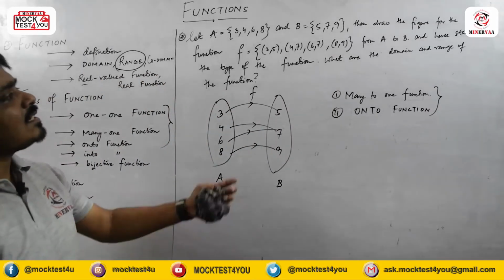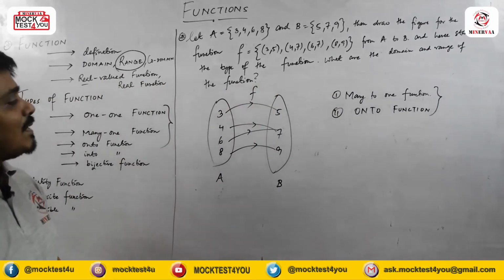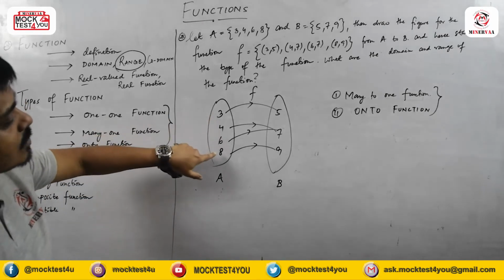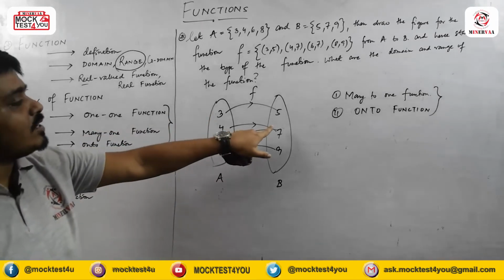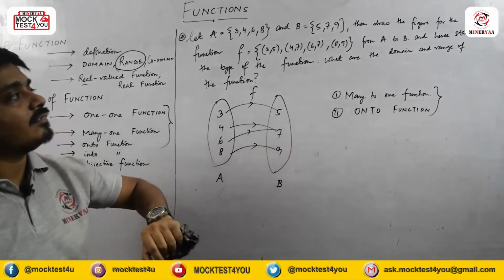Now the next thing is, what is the domain and range? And it's the simplest question. The domain is what? 3, 4, 6, 8. That is A. And the range is what? 5, 7, 9. That's it.